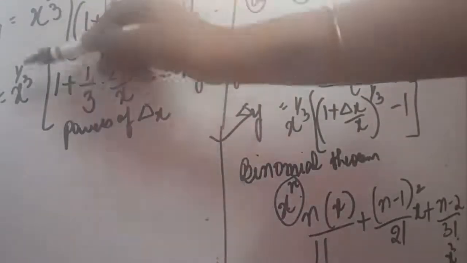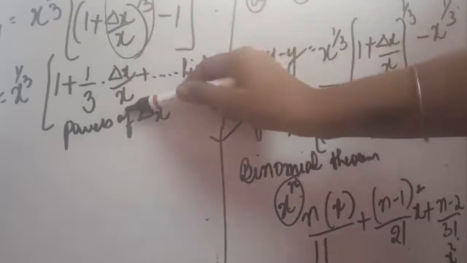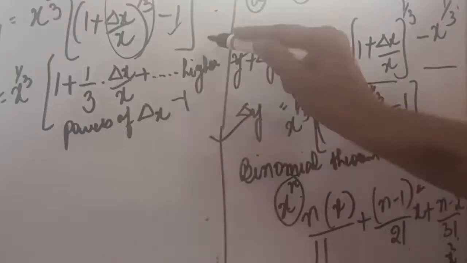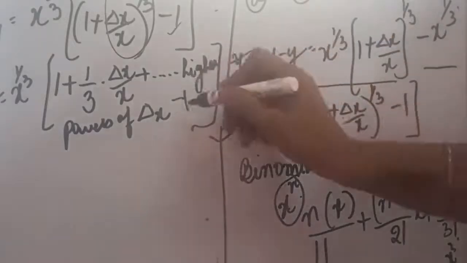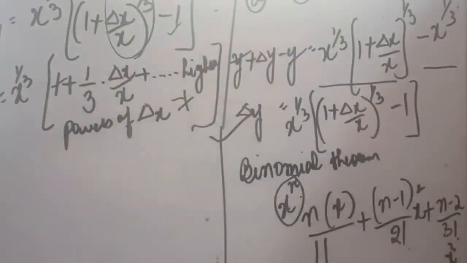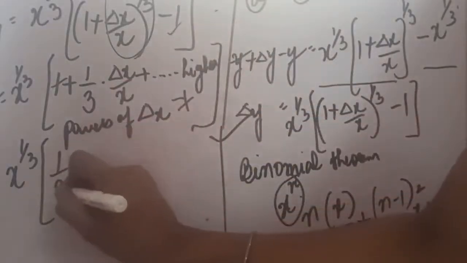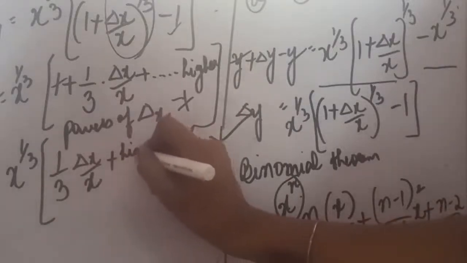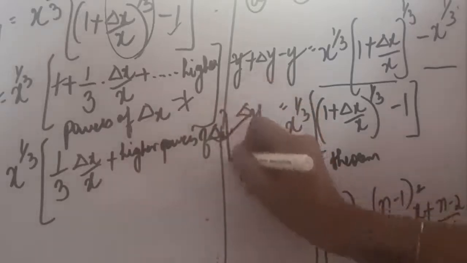I again repeat, it is the same. 1 will be at its own place. This 1 upon 3 will come further. This will be at its own place, plus you will write higher power of delta x. In the last you can see minus 1 is there, so we will write minus 1 also here. Correct. Now going further, this minus 1 and positive 1 can be deleted. So delta y is equal to x power 1 by 3, and inside it is 1 upon 3 delta x upon x plus higher powers of delta x. So we are going to write it like that.